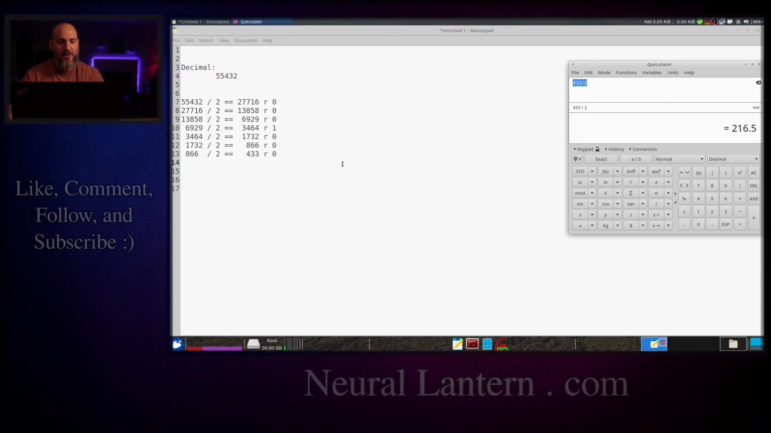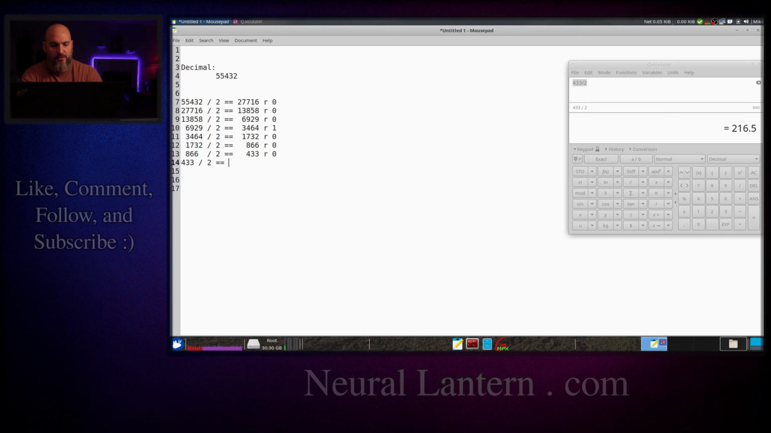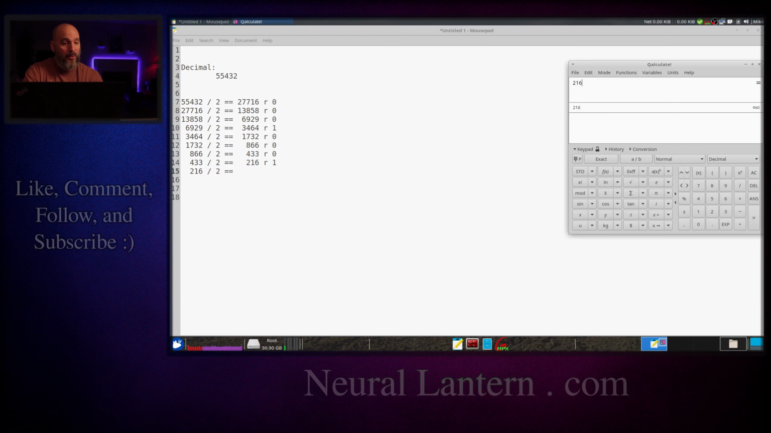I'm getting tired of this. I don't know if you can tell. 433 divided by 2 is going to be equal to 216, and then remainder 1. Space that out. Oh, I messed that up again. Okay, and then space those out, and then everything is good. Okay, so then 216 divided by 2. And of course, I'm just doing this again and again. I hope this is not too boring, but I hope you're following along.